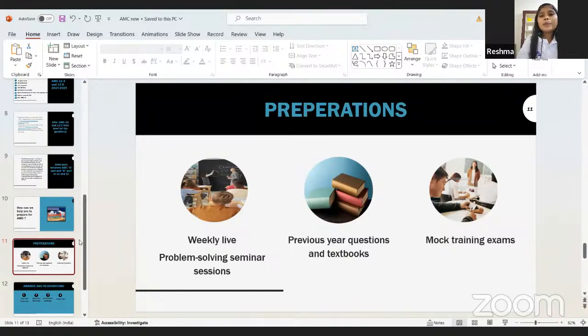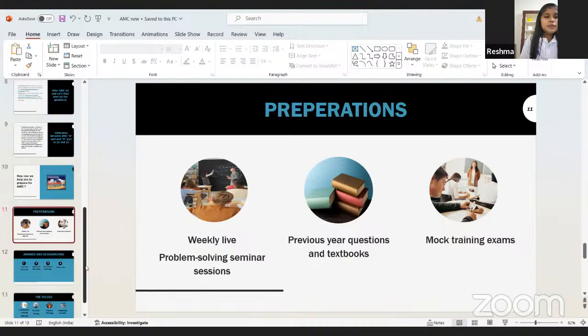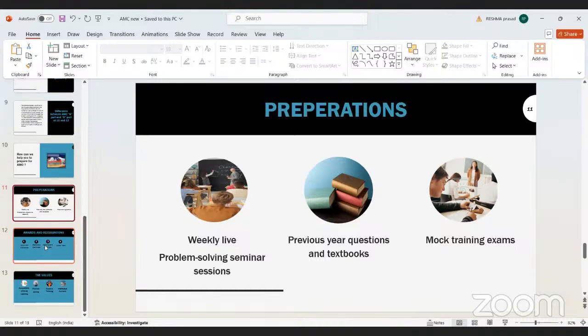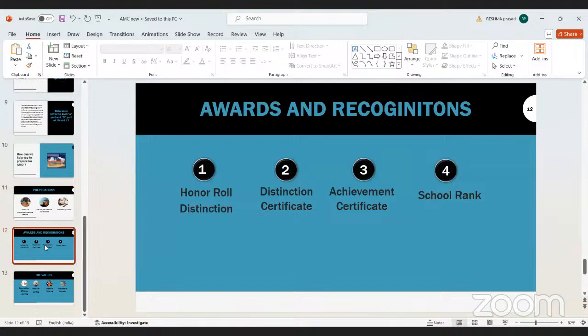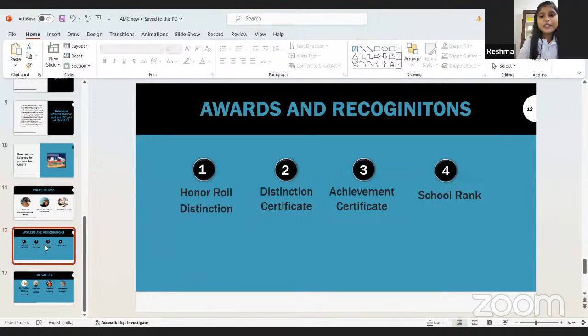The support team will send you all those recording sessions. And then we have the previous year textbooks and the question papers. Those who don't have them can also mail support@tlups.com. And we also have mock training exams. Ma'am, can you write the email on the screen once? Yeah, sure. My support team will give it to you on the mail.